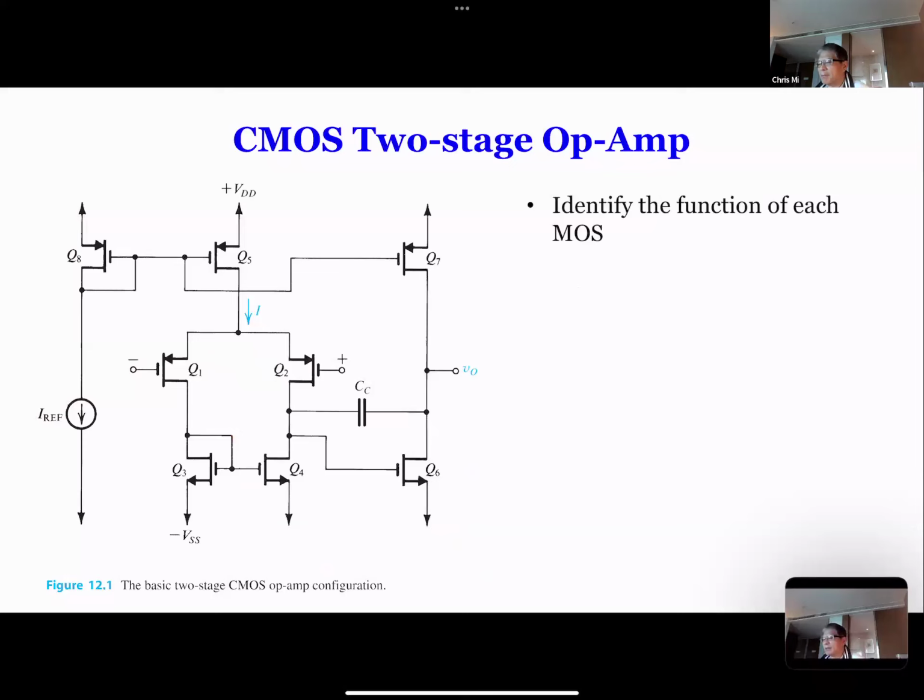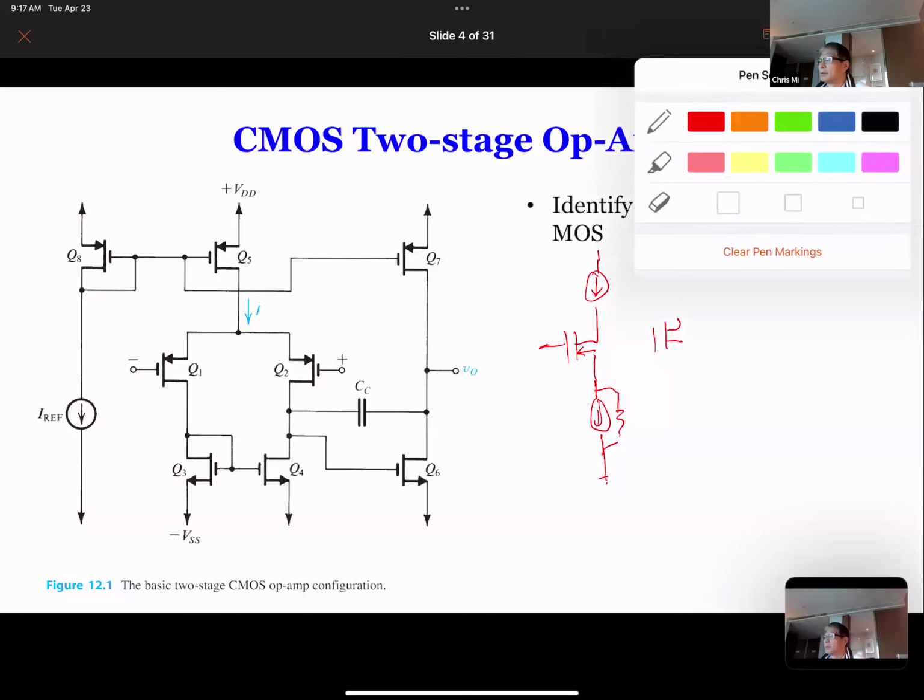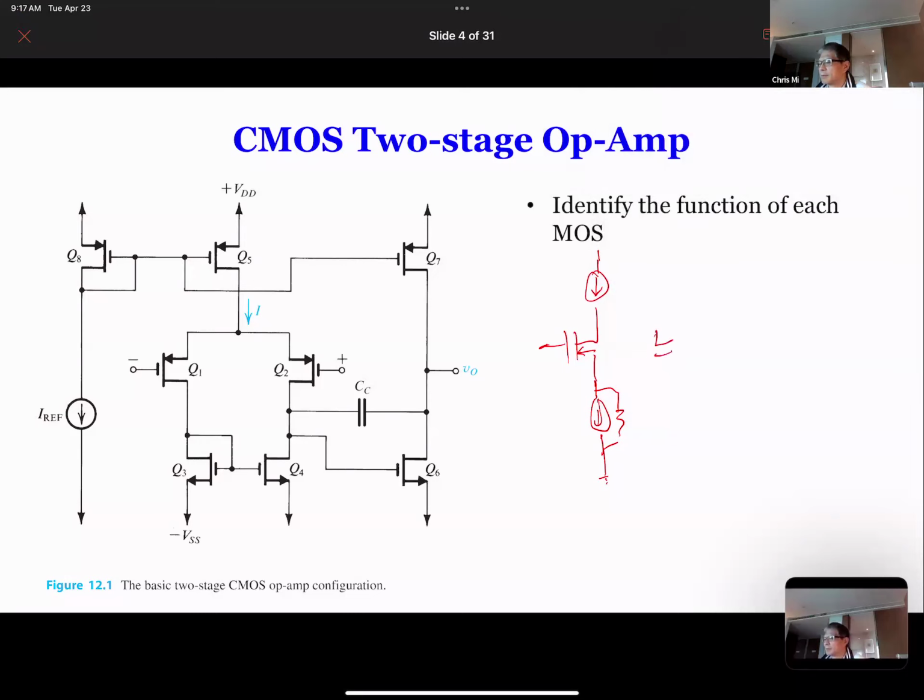Now let me go back one slide. Now that we have identified all the functions and components, we can simplify the circuit, because in the first stage you have a current source, and then at the bottom you also have a current source, but this really is just a current mirror load. That's your first stage.